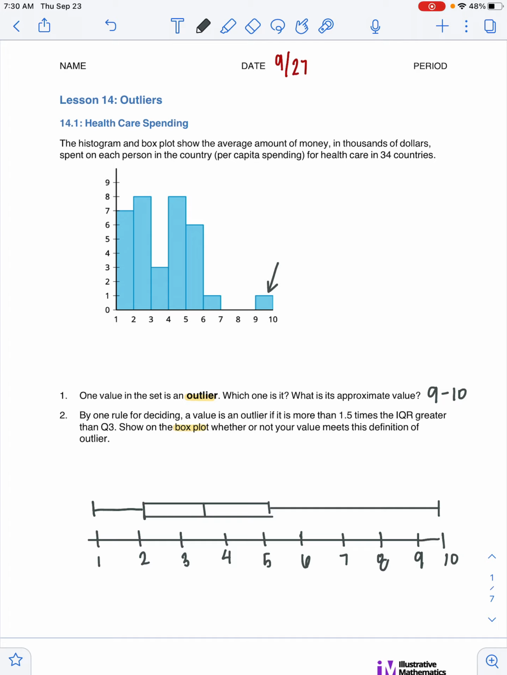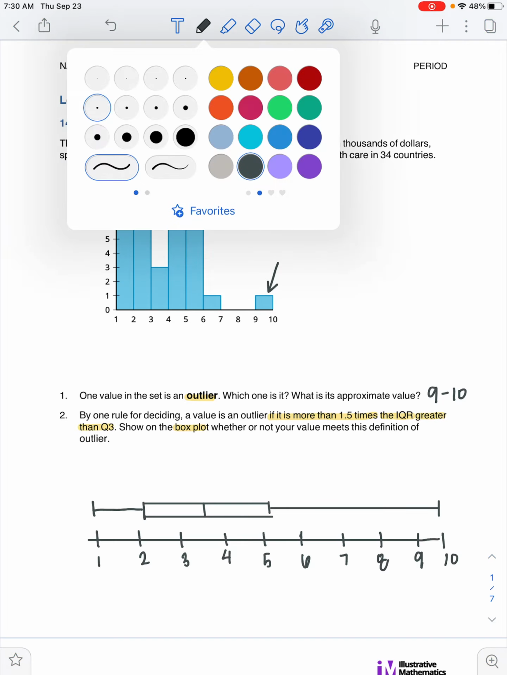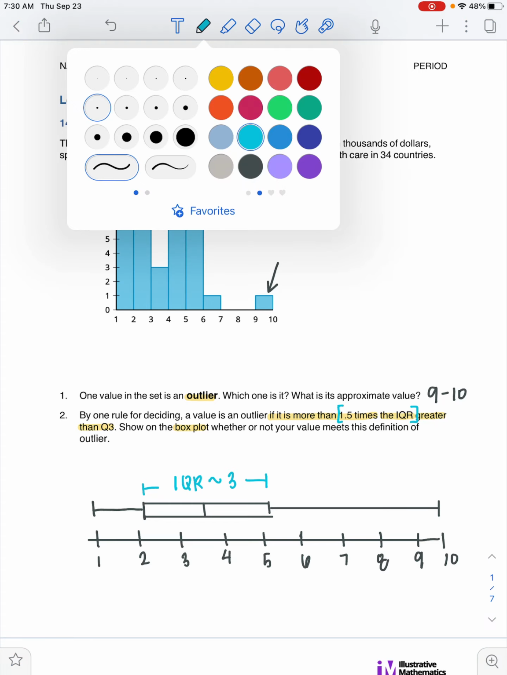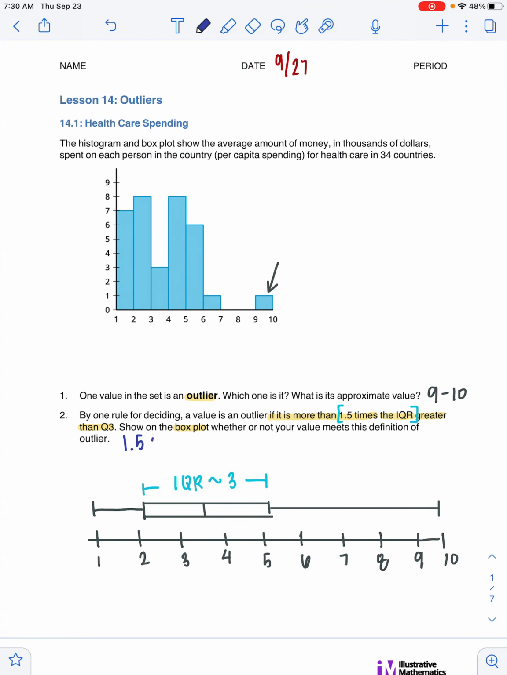That's our outlier. But in question 2, they're asking us to more thoroughly investigate whether or not this is an outlier and why. So it says, one rule for deciding whether something is an outlier is if it is more than 1.5 times the IQR greater than Q3. So let's break that down. We can see that the IQR is about 3. Now, we need to figure out what 1.5 times the IQR is. So if the IQR is 3, 1.5 times 3 gives us 4.5.